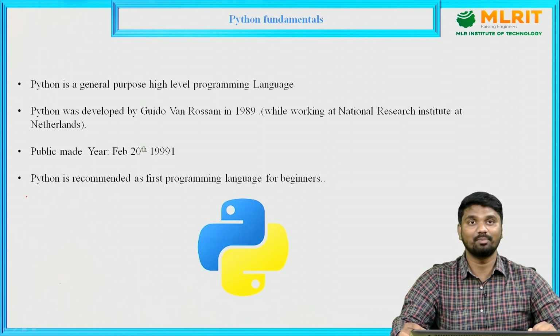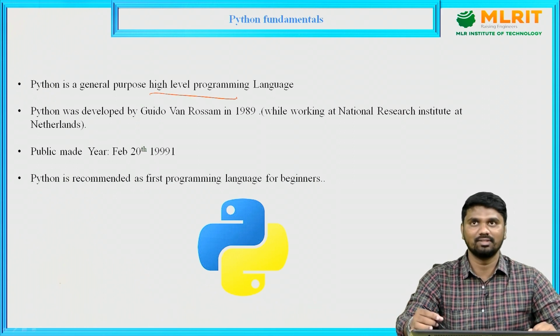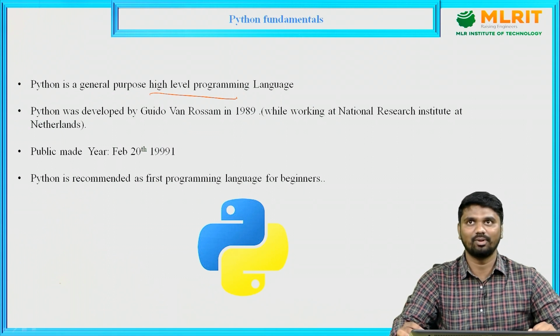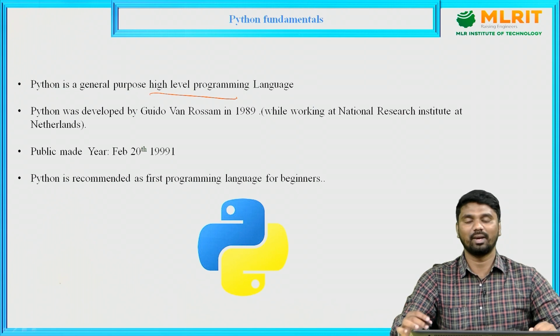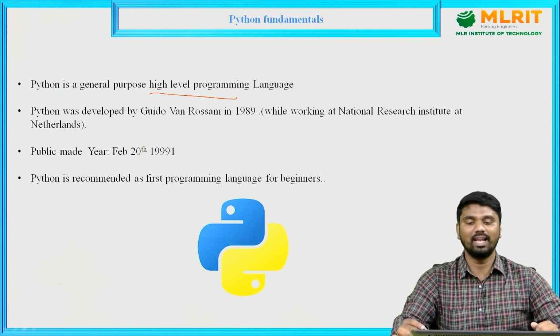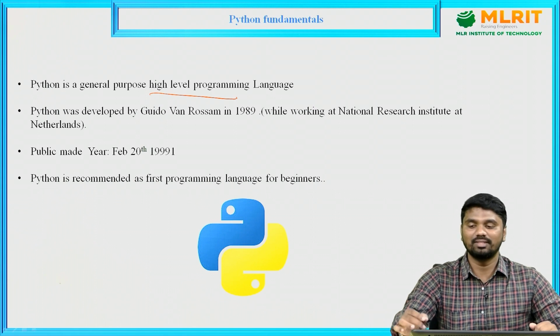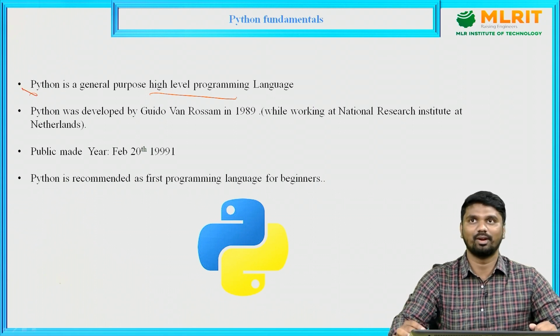Python is a general purpose high level programming language. What is this high level programming language? Java is also a high level programming language, C is also a high level programming language. Similarly, Python is also a high level programming language. High level programming language means that the language can be understood by humans but cannot be understood by machines. So that is called a high level programming language. That's why Python is also a high level programming language.